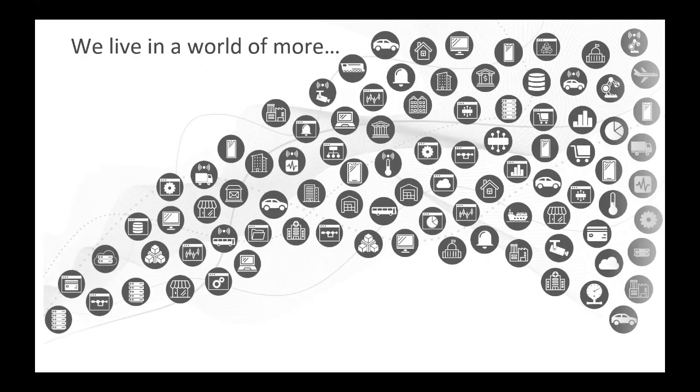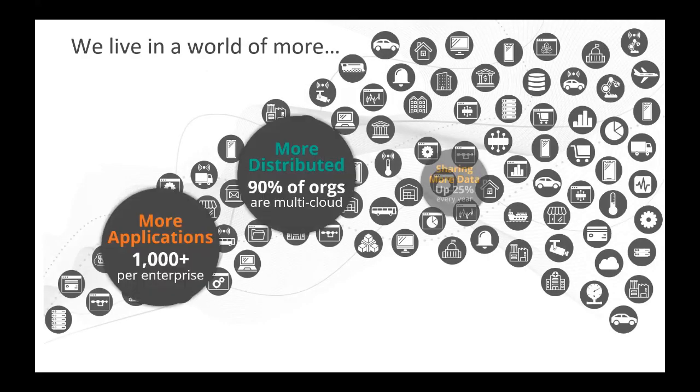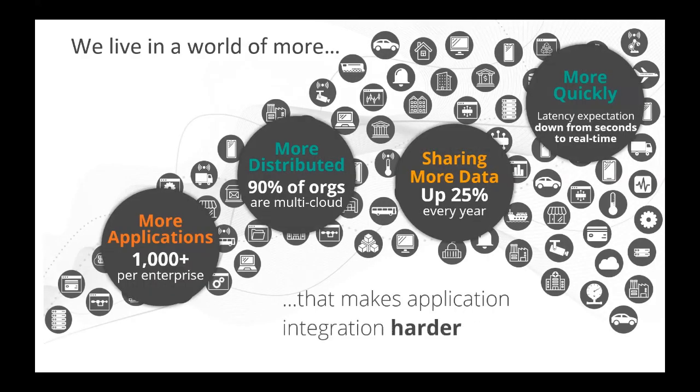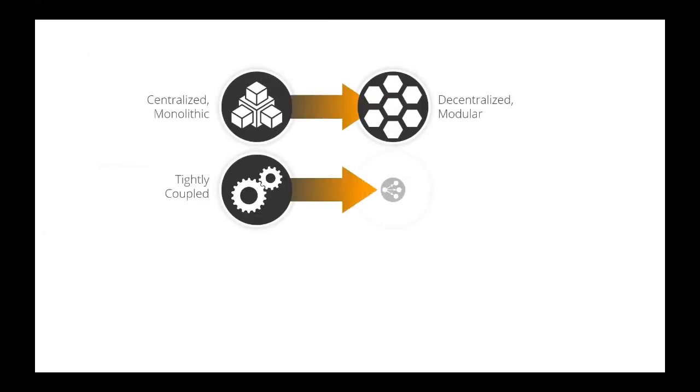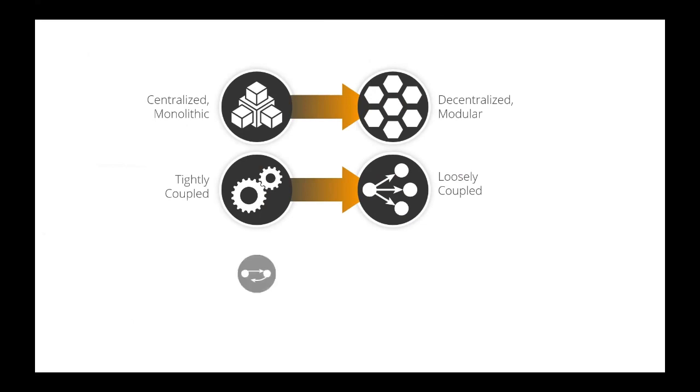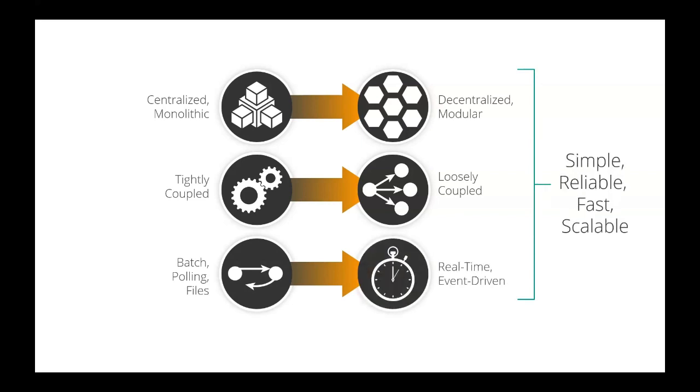We live in a world of more applications and more data that need to go to more places more quickly. As a Mule user, you know meeting those demands has made application integration harder. In response, application integration needs to evolve from centralized and monolithic to decentralized, from tightly to loosely coupled, from batches sent nightly to real-time data.